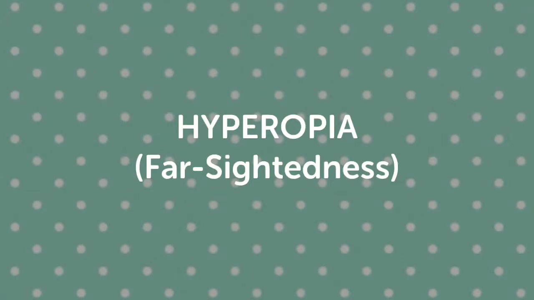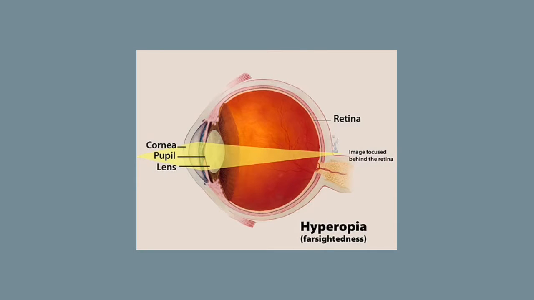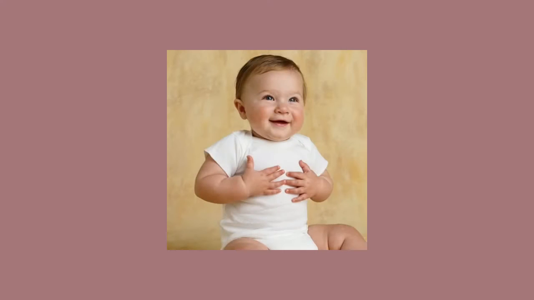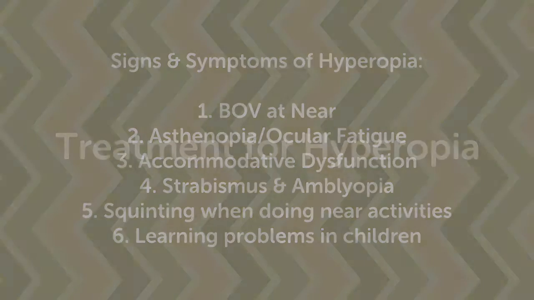It is a refractive condition characterized by blurring of vision at near, and due to the short axial length of the eyeball, the image is formed behind the retina. It usually occurs in infants because their eyeballs are still developing, but they become emmetropic at the age of 6 to 8 years old. Signs and symptoms of hyperopia are blurring of vision at near, asthenopia or ocular fatigue, accommodative dysfunction, strabismus and amblyopia, squinting when doing near activities, and learning problems in children.